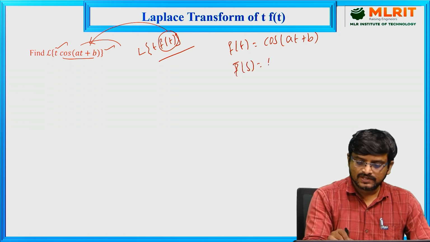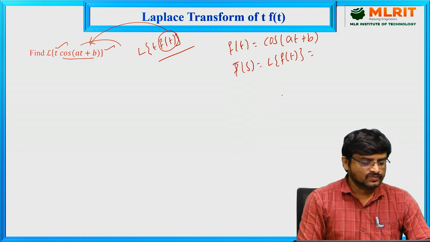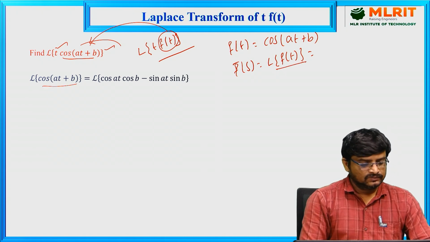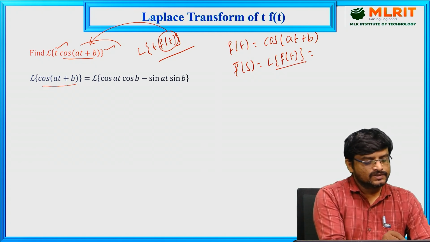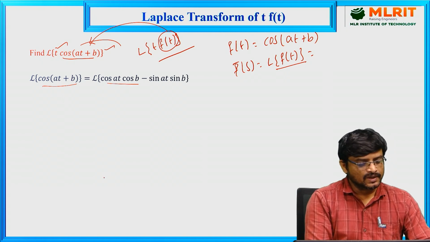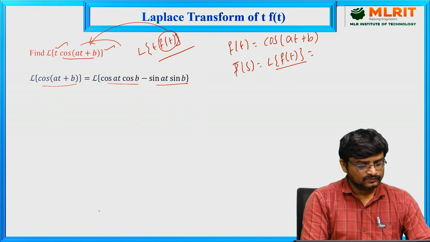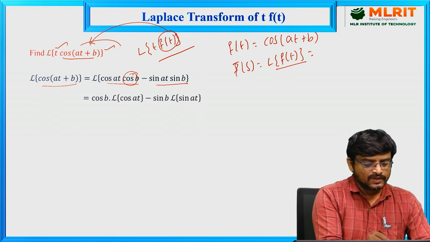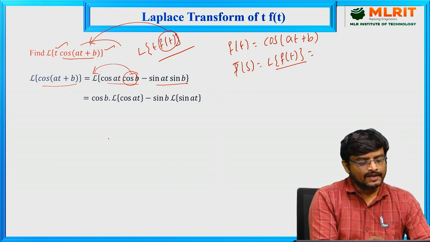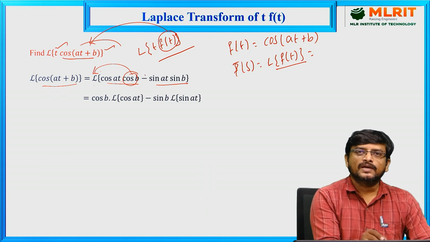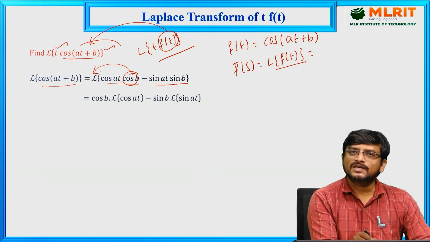F bar of s is equal to the Laplace transform of f of t, so the Laplace transform of cos of at plus b. This is of the form cos of a plus b, so you take cos a cos b minus sin a sin b. Apply this. Cos b is a constant, so we can take that out. Apply the linearity property of the Laplace transform, that is, Laplace transform of the first term minus Laplace transform of the second term. That is the linearity property.